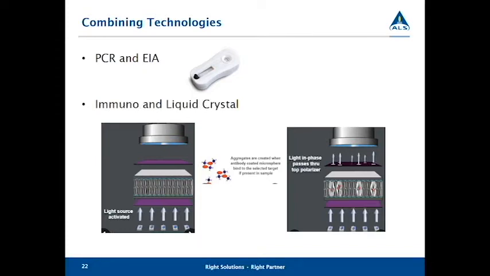In some cases, this same immunotechnology is being combined with liquid crystal technology for both speed and ease of use. In this case, you still have antibodies that are coated onto microspheres. They bind to the antigen or the protein on the cell surface, and then run through a liquid crystal. Light is then passed. If there is agglutination of these antibodies and cells, it disrupts the light flow through the liquid crystal, and you're able to detect that change in light with a detector on the back end.